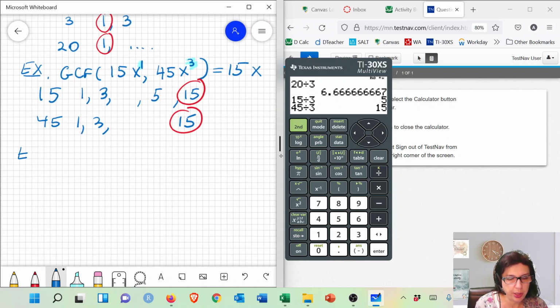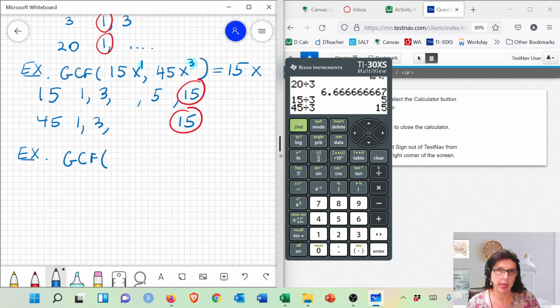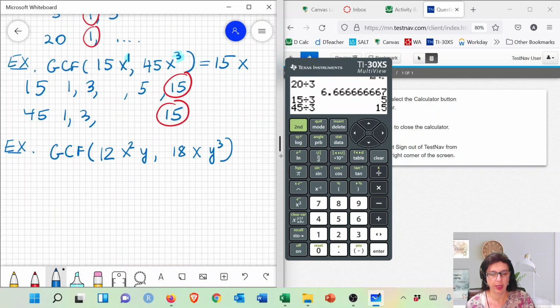Okay, so just looking at one more example where you have maybe also, besides x, y or something. Like they really started to get on your nerves here with so many different ones. Okay, so let's say you have something like 12x squared y, and then maybe you have, I don't know, 18x y cubed or something like that. So you're trying to find the GCF. You've got to do each one separately. Let's do the numbers first.